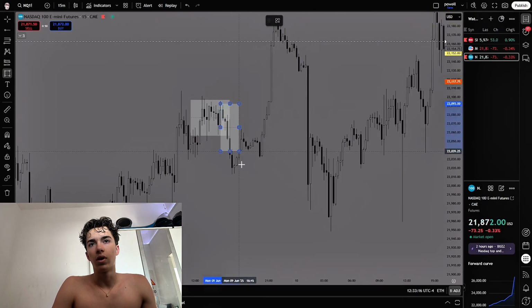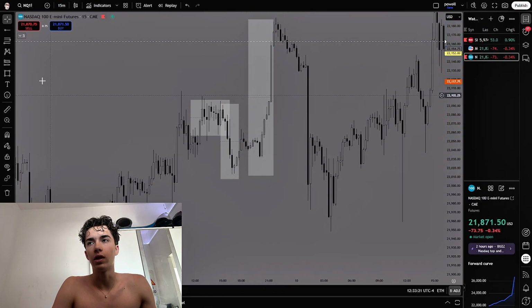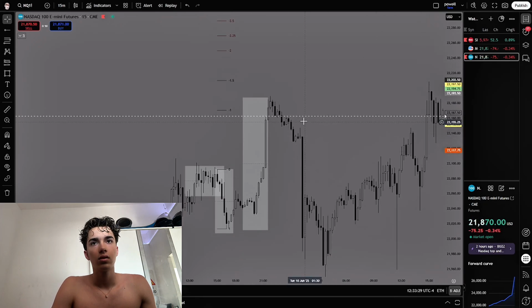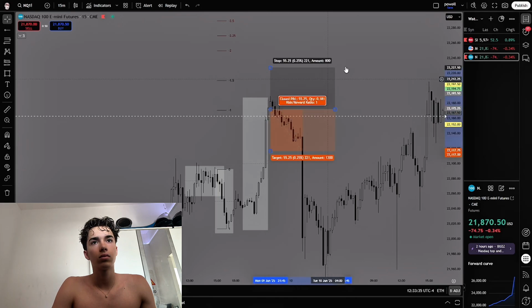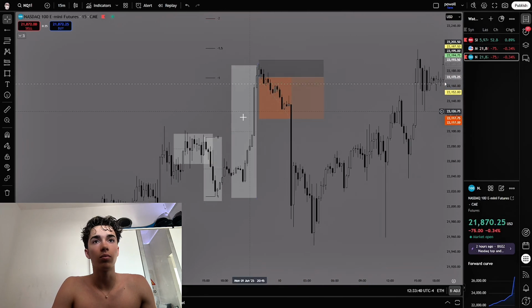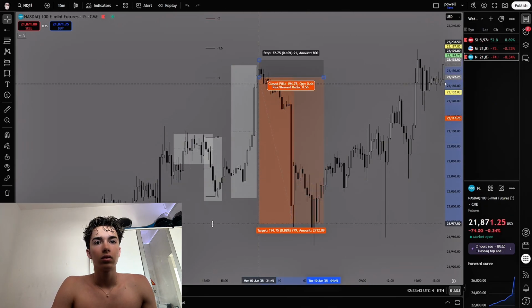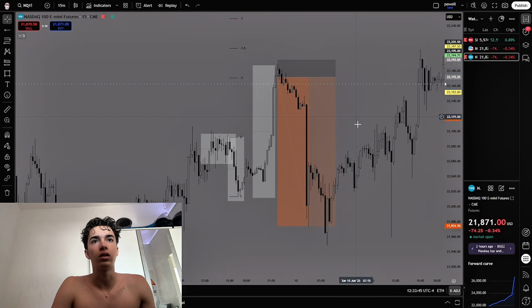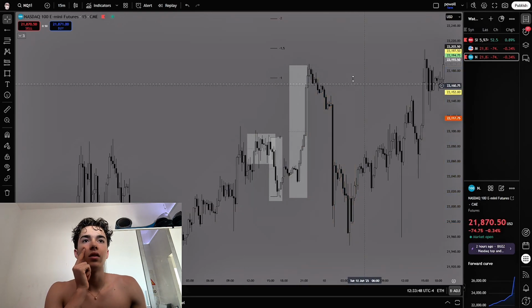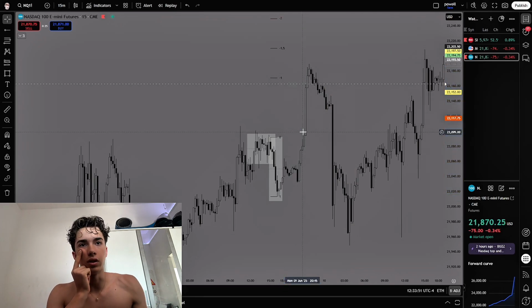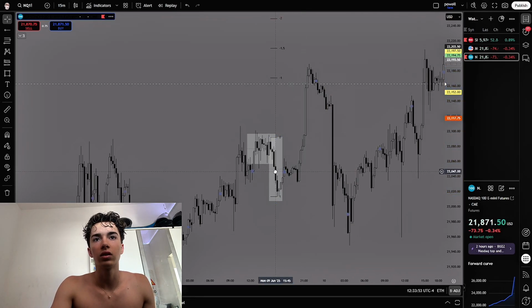Accumulation, manipulation, distribution. Okay, very simple as that. We mark out the manipulation like this. -1 level. We short from that. A bit of drawdown, but we gave a 200 point TP, so that's good. You understand basically what the AMD standard deviation, the AMD model, is.